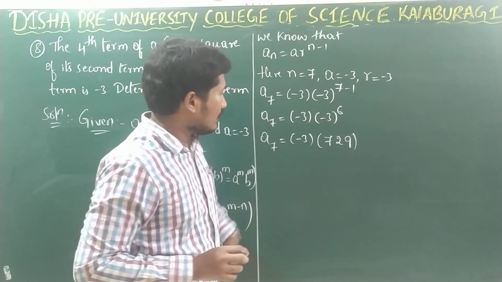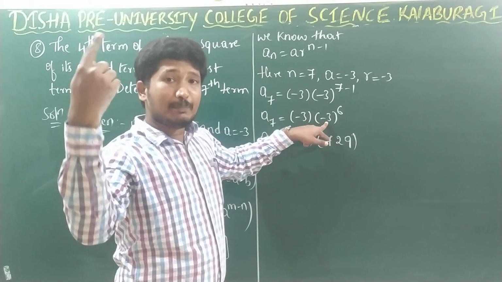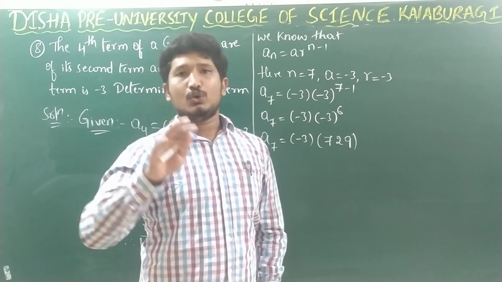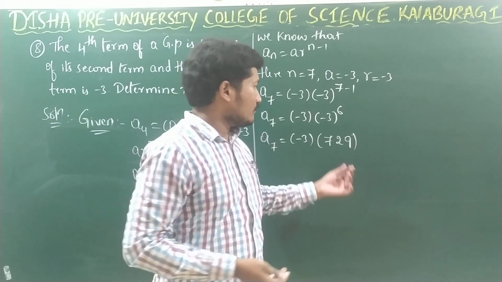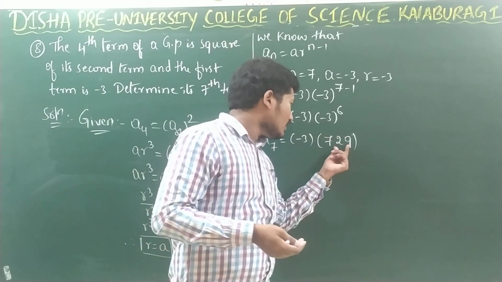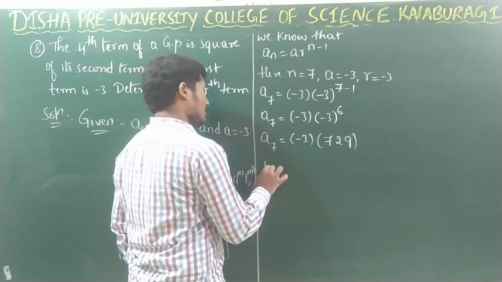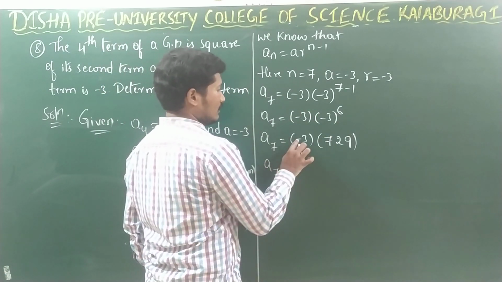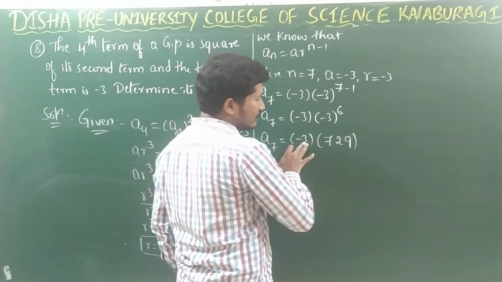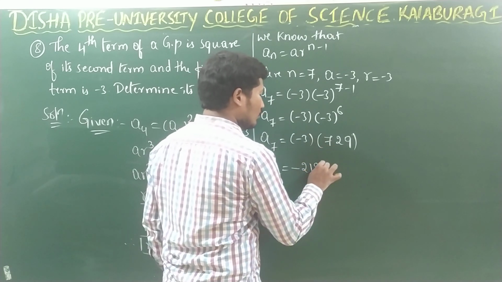You can check that. See, 3 cube is 27, 3 power 4 will be 81, 3 power 5 will be 243, 3 power 6 will be 729. You can multiply minus 3 six times, you will get plus 729. Right? Next, A7 is equal to, see here, minus into plus is minus. When you multiply 3 to the 729, the answer you get will be 2187.